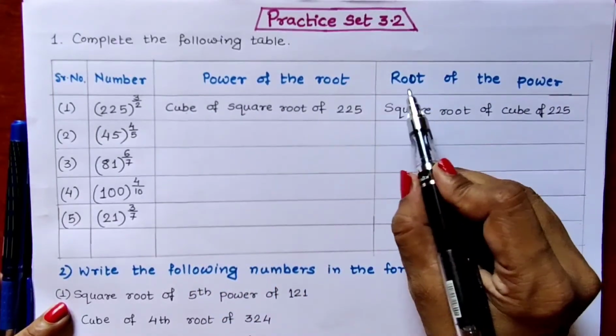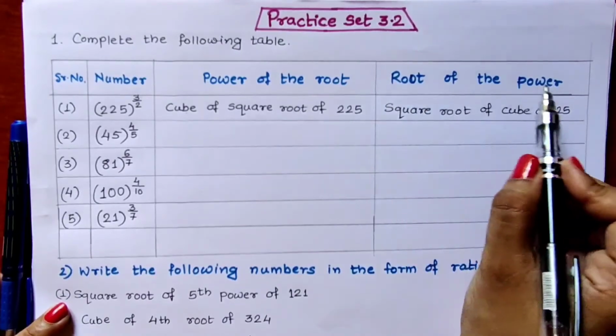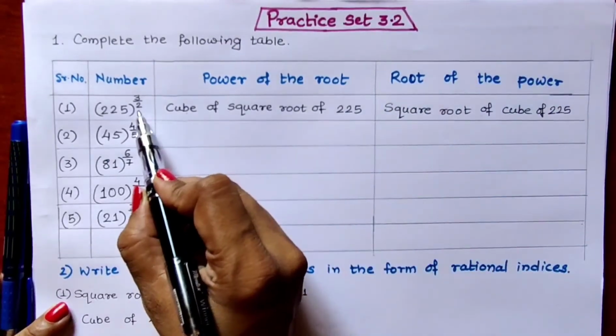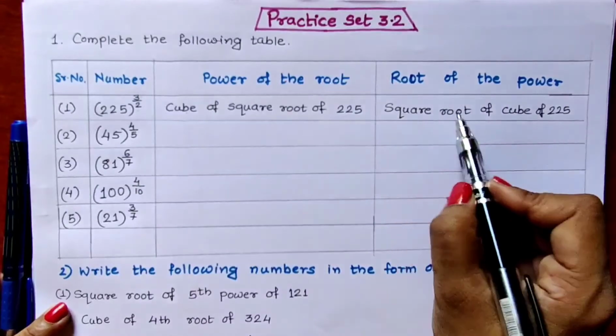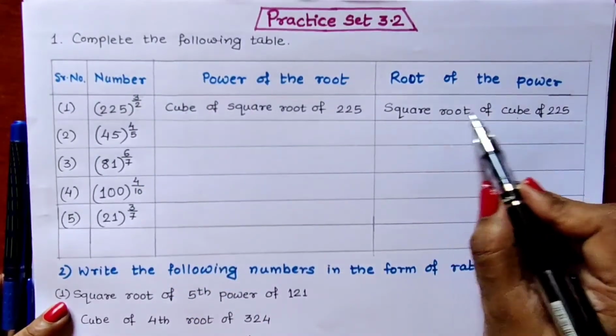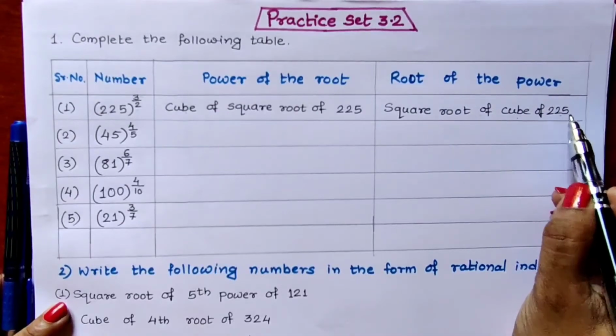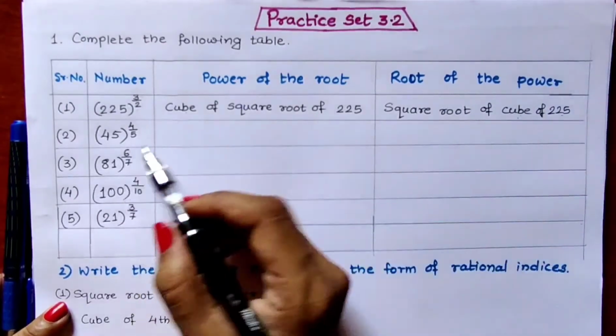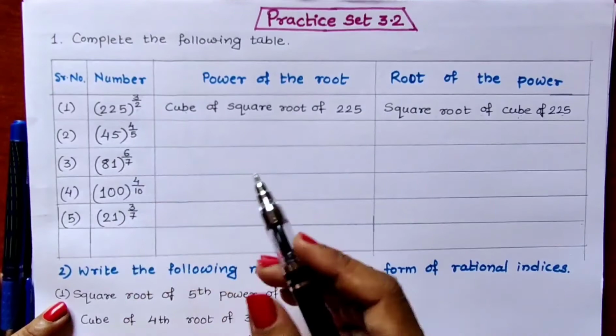Then in the last column, first we have to write the root and then the power. So the root is 2, which is in the denominator, it is square root, and the power is 3, which is cube. So square root of cube of 225. 225 is the base. The same way we will be writing the remaining sums.